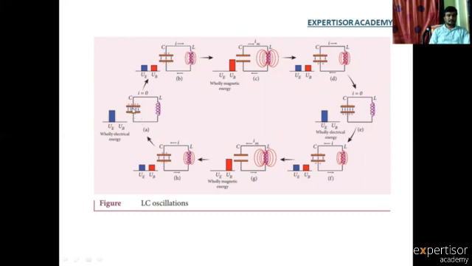At the capacitor, the charge is maximum. So the energy in this capacitor, Q squared by 2C, is maximum, but in the inductor the current is zero. So this circuit is purely capacitive. Here the charge or energy in the inductor is zero. This is only an electrical energy circuit.